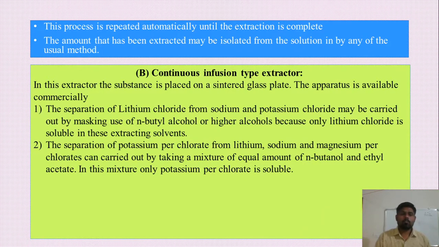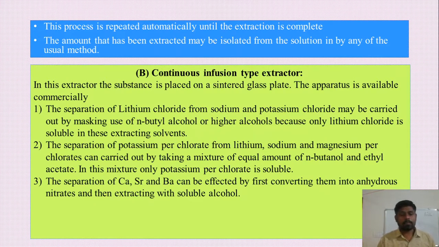Second, the separation of potassium perchlorate from lithium, sodium and magnesium perchlorate can also be carried out by taking a mixture of equal amounts of normal butanol and ethyl acetate. In this mixture only potassium perchlorate is soluble. That means when you use higher alcohols, only lithium chloride is soluble, while potassium and sodium chloride are insoluble, and you can easily remove them. Similarly, in the normal butanol and ethyl acetate mixture, potassium perchlorate is soluble while lithium, sodium and magnesium perchlorates are insoluble, and you can easily remove them.